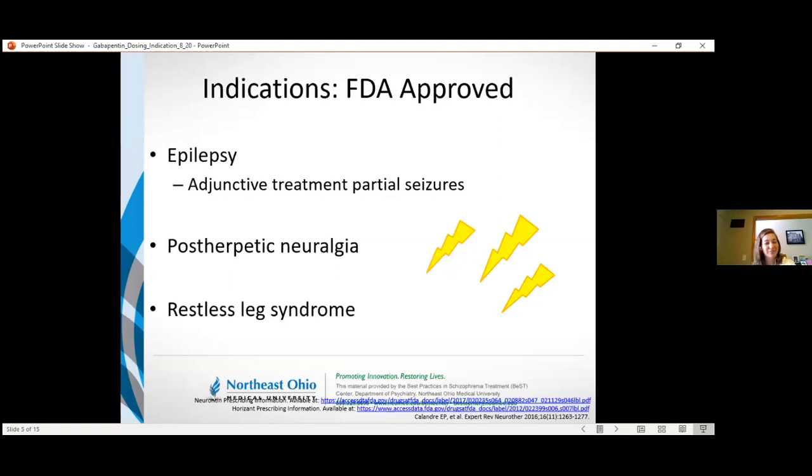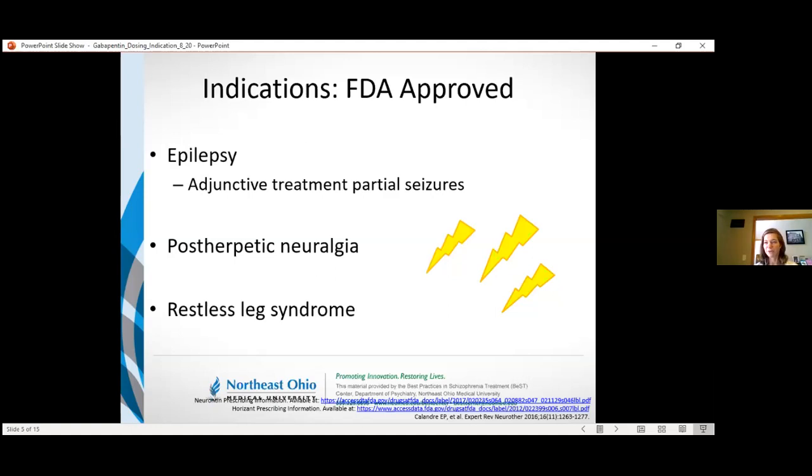The other places it has official FDA approval are post-herpetic neuralgia, where we start to see some of the neuropathic pain, as well as moderate to severe restless leg syndrome. That one is one of the newer indications for one of the newer preparations. Those all are involved with neuronal depolarization: epilepsy, if you have neurons that are firing rapidly; neuralgias, so nerve pain, if they're firing repeatedly; and restless leg syndrome as well. So all of those seem to make sense.